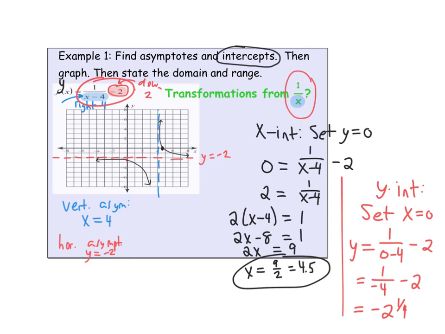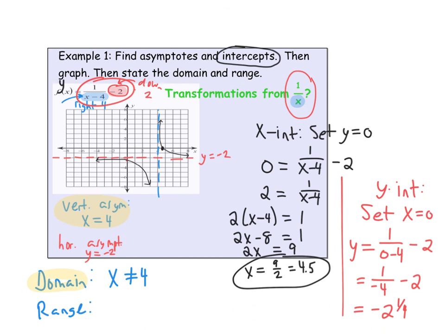Let's finish this up by stating the domain and range, which should be easy once we have the asymptotes set up. If we remember, the vertical asymptotes go directly with the domain. If there's a vertical asymptote at x equals 4, that means the domain is all numbers except 4. If you look at our graph, it's never going through an x value of 4. It goes through everything else.